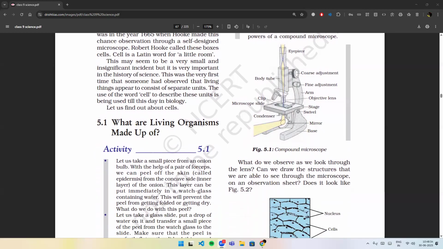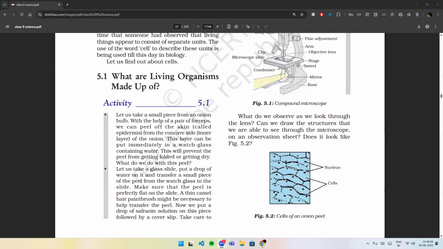Activity 5.1. Let us take a small piece from an onion bulb. With the help of a pair of forceps, we can peel off the skin called epidermis from the concave side, inner layer of the onion. This layer can be put immediately in a watch glass containing water. This will prevent the peel from getting folded or getting dry.